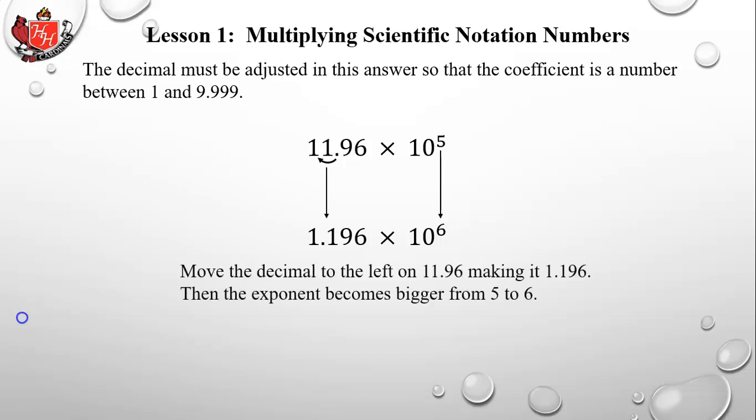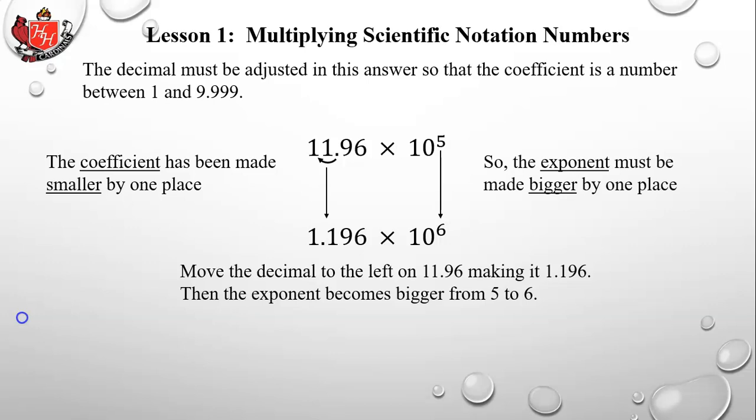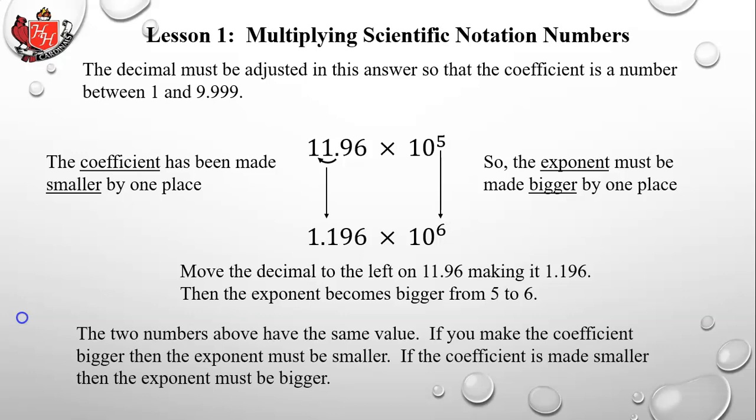Move the decimal to the left on the 11.96, making it 1.196. Then the exponent becomes bigger from 5 to 6. The coefficient has been made smaller by one place, so the exponent must be made bigger by one place. That's the way to think of it. The two numbers above have the same value. If you make the coefficient bigger, then the exponent must be smaller. If the coefficient is made smaller, then the exponent must be made bigger.